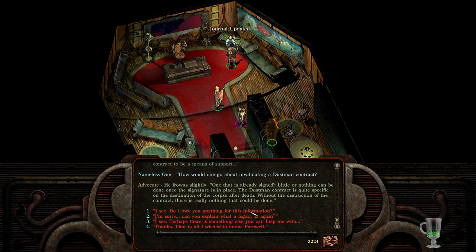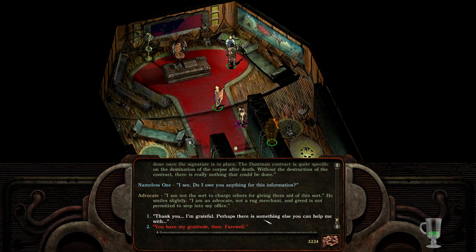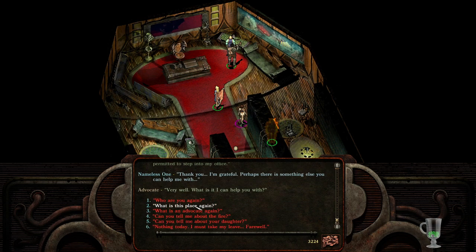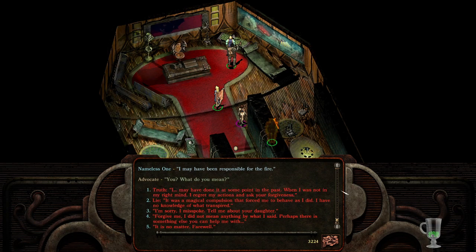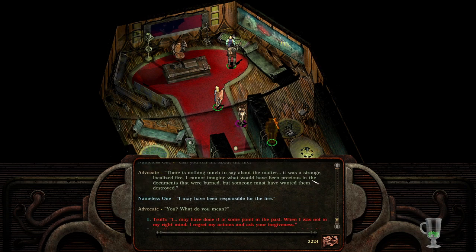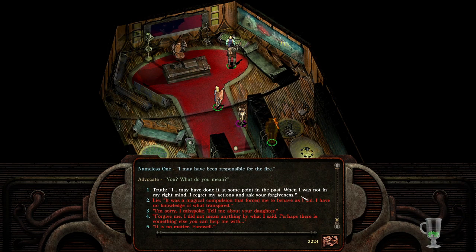Updated my journal. He frowns slightly. One that is already signed? Little or nothing can be done once the signature is in place. The Dustman contract is quite specific on the destination of the corpse after death. Without the destruction of the contract, there is really nothing that could be done. Do I owe you anything? Thank you, I'm grateful. Tell me about the fire. I may have been responsible. What do you mean? The fire... Localized fire, I cannot imagine what might have been precious in documents that were burned. Truth, I may have done it at some point in the past when I was not in my right mind. I regret my actions and ask for your forgiveness.